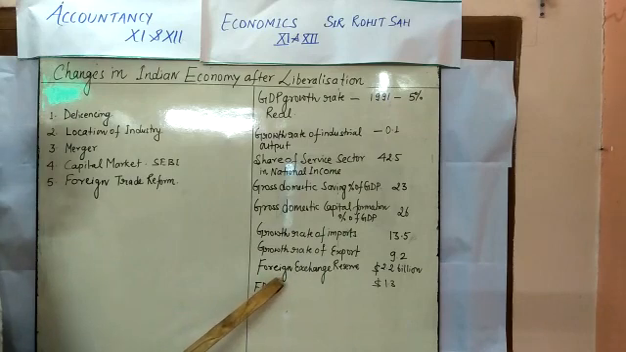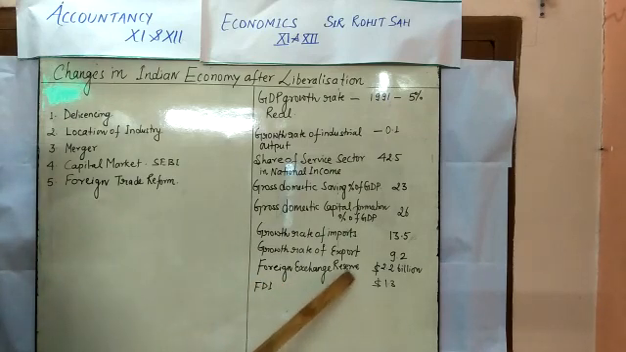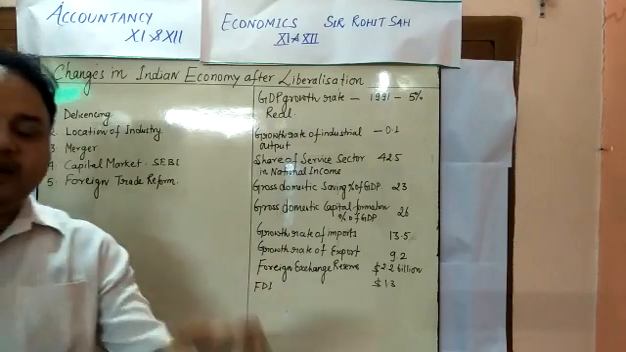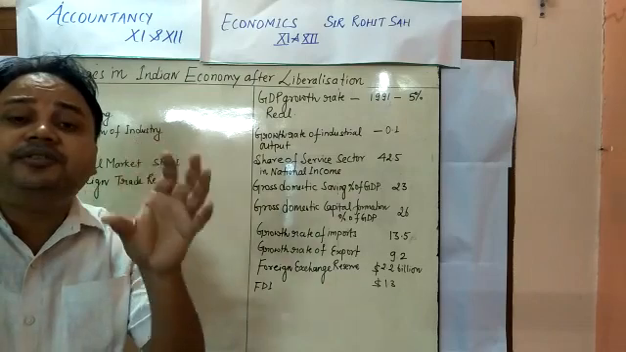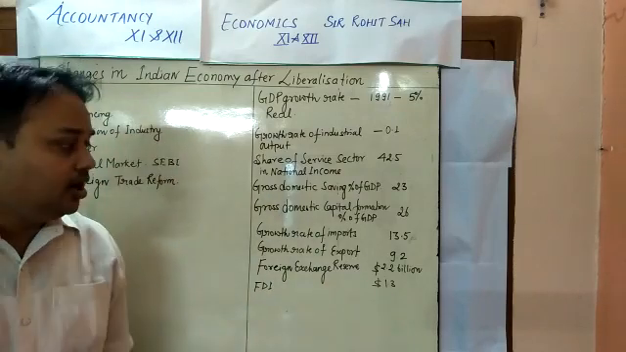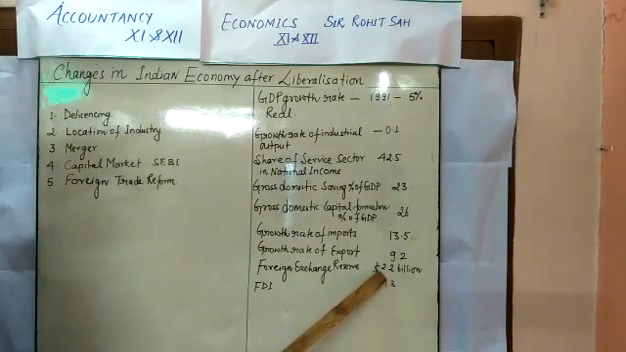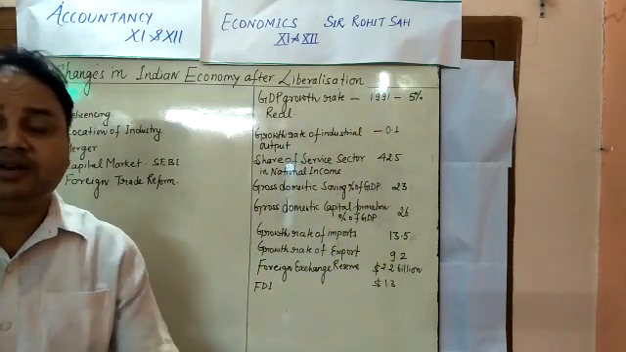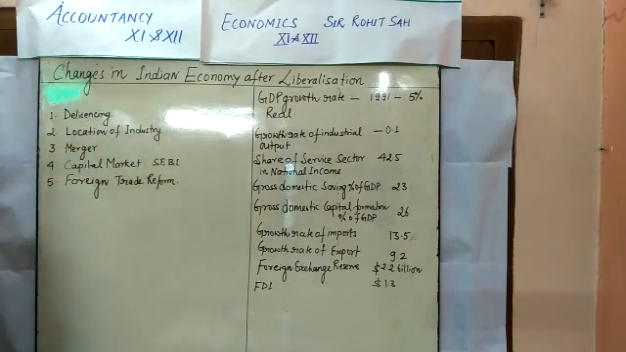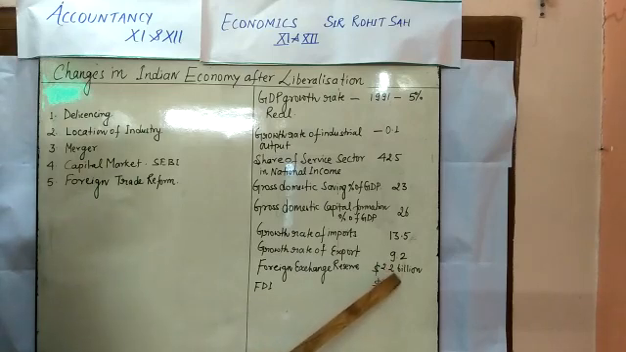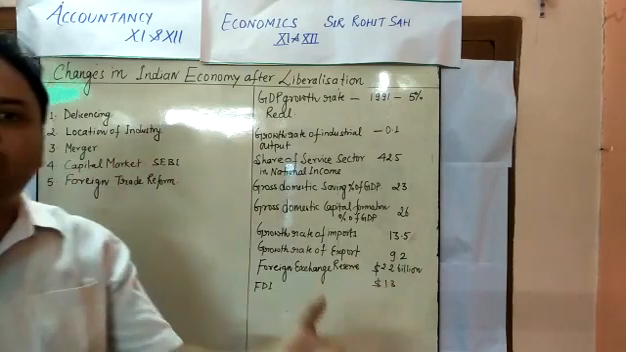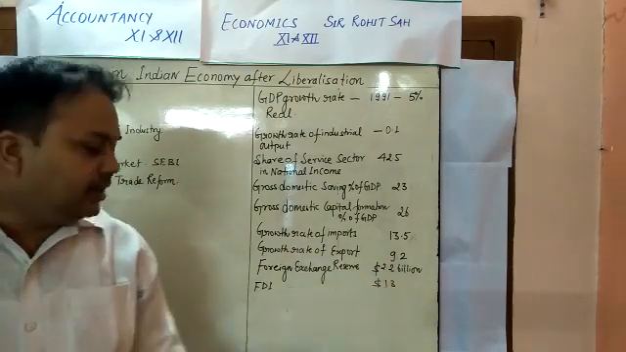Okay. Next is foreign exchange reserve. My dear student, foreign exchange reserve means whatever reserve we hold in the form of foreign currency. We had only $2.2 billion in 1991. That was very less, but it increased. You can say that it is more than $400 billion now.